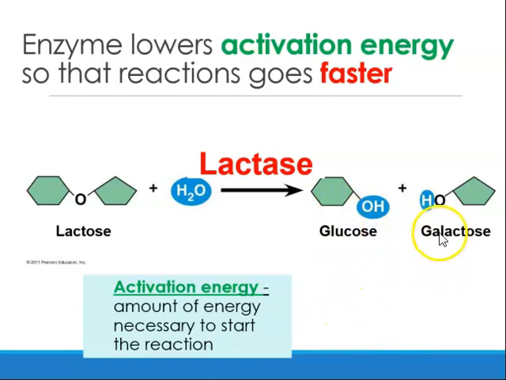So when we add water to lactose in the presence of the enzyme lactase, we will then get the monosaccharides, glucose and galactose, and we can see the OH will bond to glucose, whereas the hydrogen from water will bind to galactose. Because we're adding water, this is called a hydration reaction. We saw a dehydration reaction earlier where we took out water. Here we are adding water. So this is a hydration reaction in the presence of lactase, breaking down lactose into its monosaccharides, glucose and galactose.